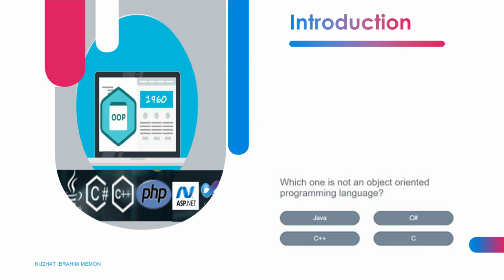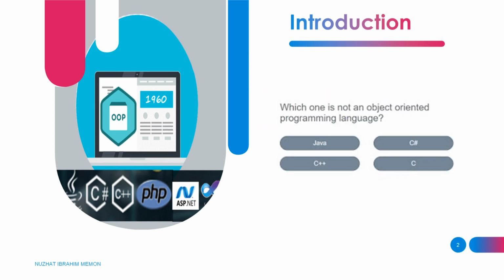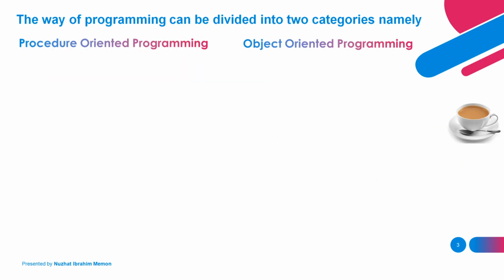So the question can be: which of the following languages does not support object-oriented programming? And the correct answer is C language, because C language is a procedure-oriented language. Just now I told you C is a procedure-oriented language, and I also told you something about object-oriented language. So now we will see the way of programming can be divided into two categories, namely procedure-oriented programming language and object-oriented programming language. Here we will make the perfect cup of tea in both ways of programming.